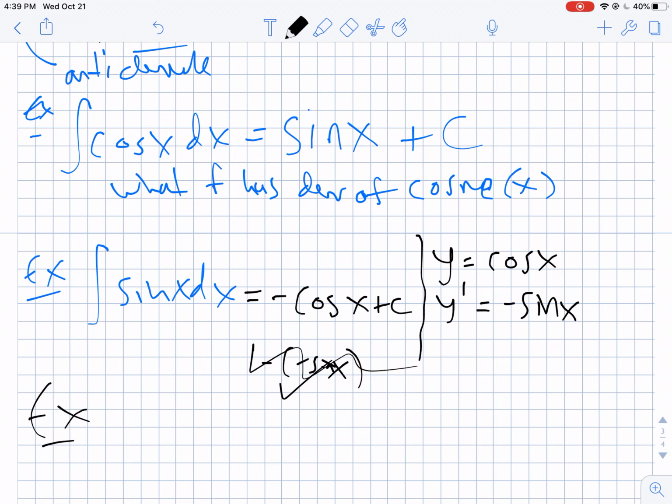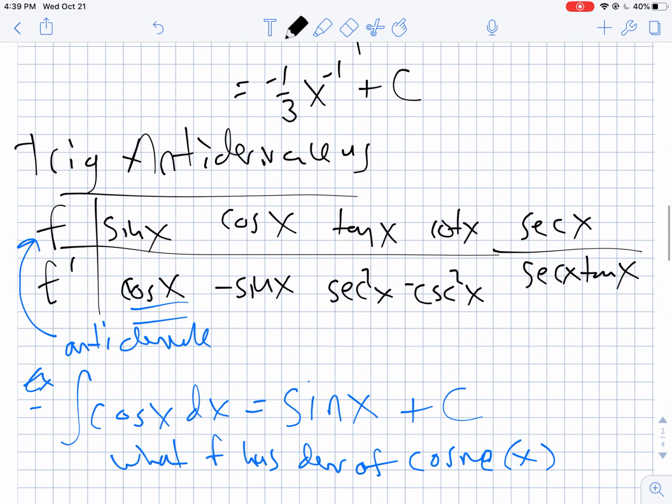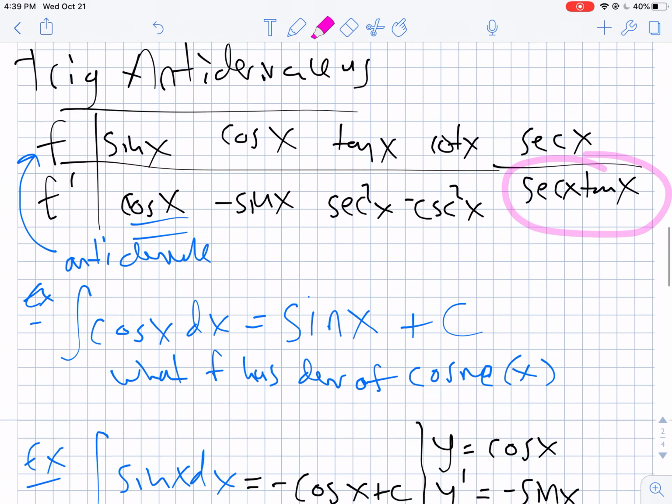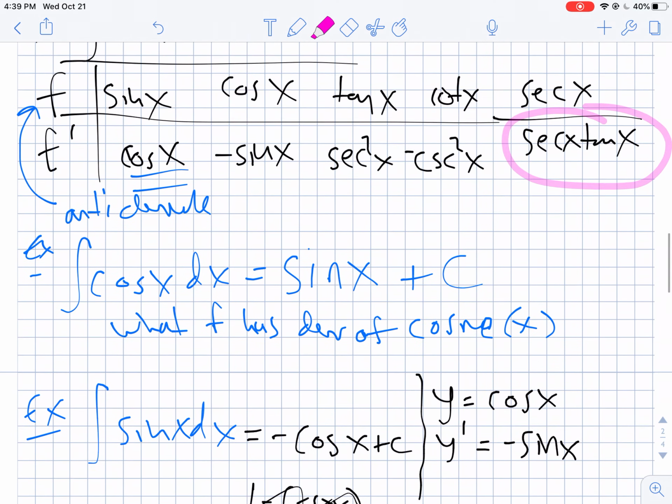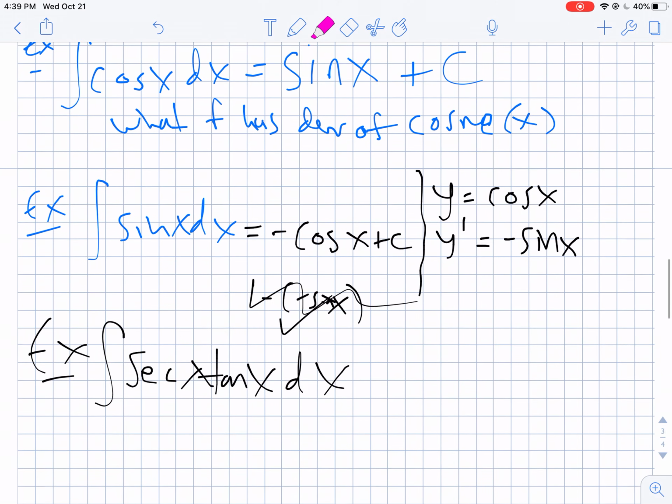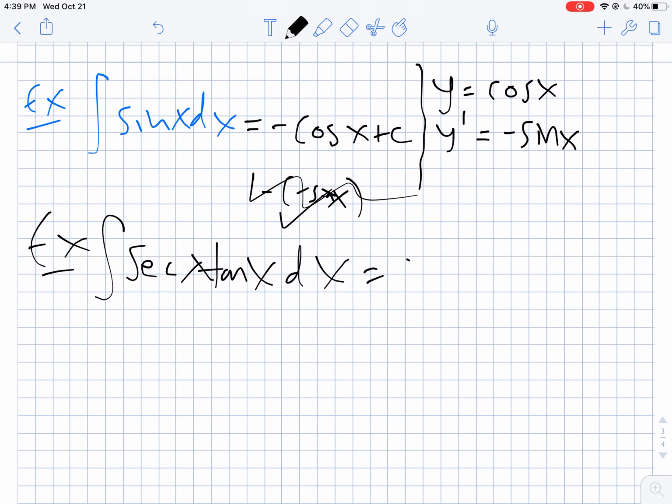If I give you something like the antiderivative of secant x times tangent x, you look at that and say, okay, well, what function has a derivative of secant times tangent? So you think about the trig table that's in our hearts and in our minds. Oh, secant tangent, that was the derivative of secant. So when I go backwards, when I take the antiderivative of secant tangent, I'm going to get back to the secant of x.